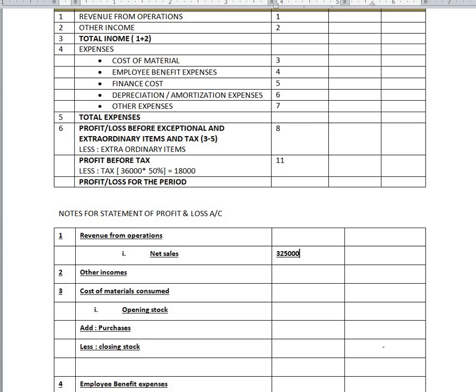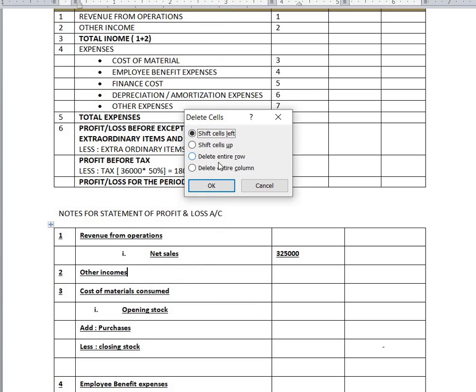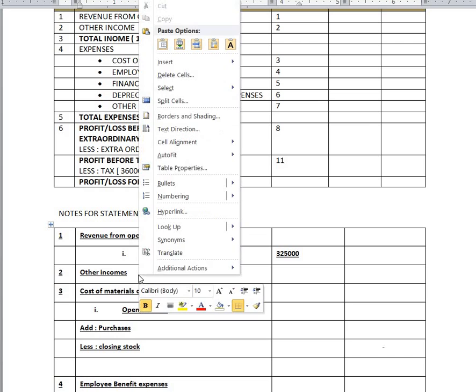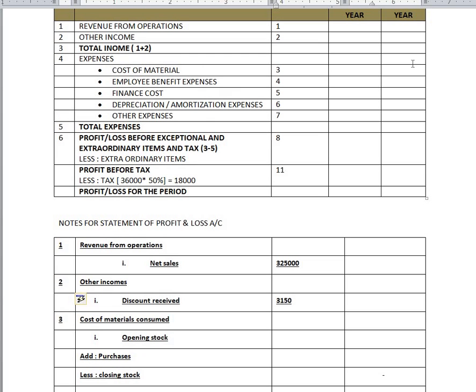Now let us check whether there is any other income given in the question. So we already had noted that there is an item given on the credit side of the question, which is discount received. So you are going to add that item here, discount received. And what is the amount of discount received in the question? That is 3,150. So other income is also posted. So revenue from operation is 3,25,000. Other income is 3,150. Now post the same items here so that you will not miss an item.